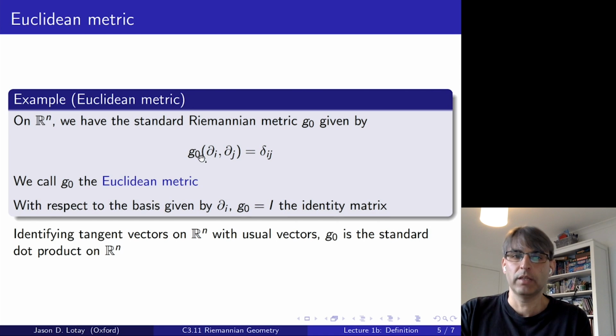Now another way to think about this: I said it was an inner product, right? That's what the Riemannian metric is. It's always an inner product in every tangent space. So what is this inner product on Euclidean space in this case? Well, if we identify tangent vectors on R^n with just the usual vectors in R^n, then the Euclidean metric is just the dot product. That's not shocking, but it's very reassuring that it's something very familiar that we should hopefully all understand.